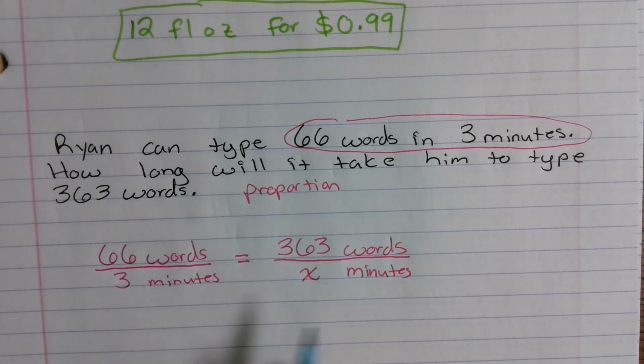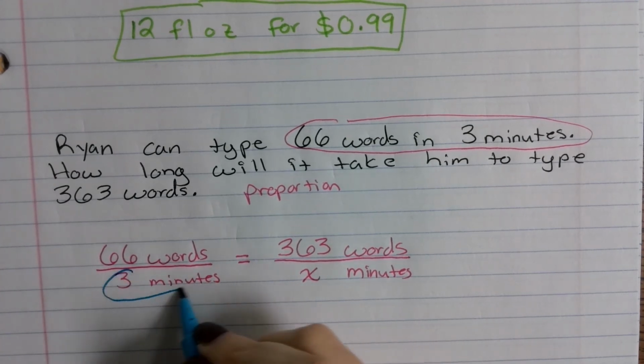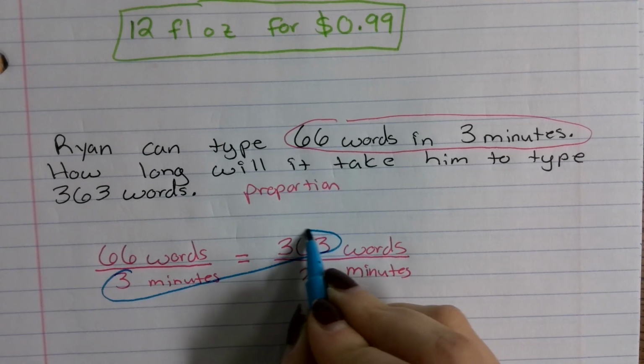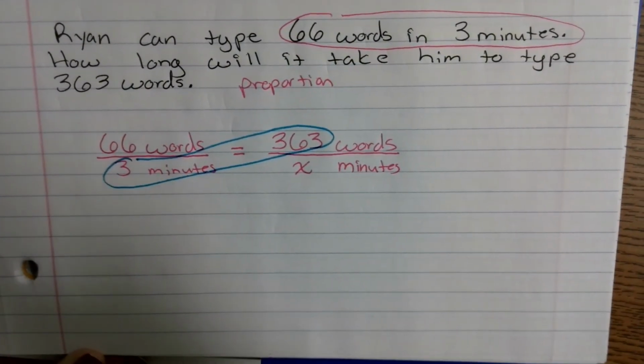Bryant, turn around. In order to solve this, you do what is called a cross product. So for the cross product, you're just going to multiply your diagonals. Make sure you're really paying attention here. So we're going to multiply 3 and 363.